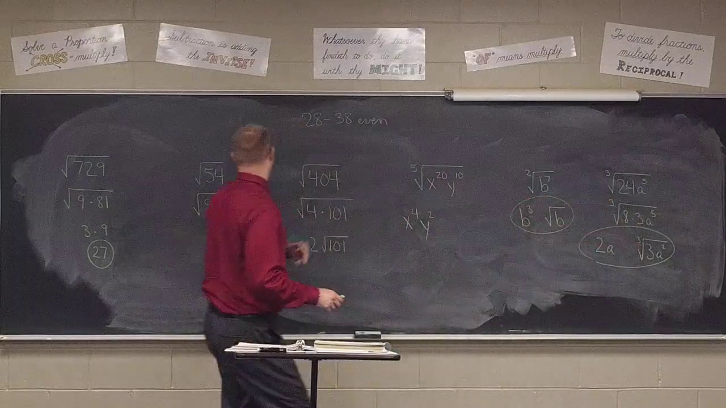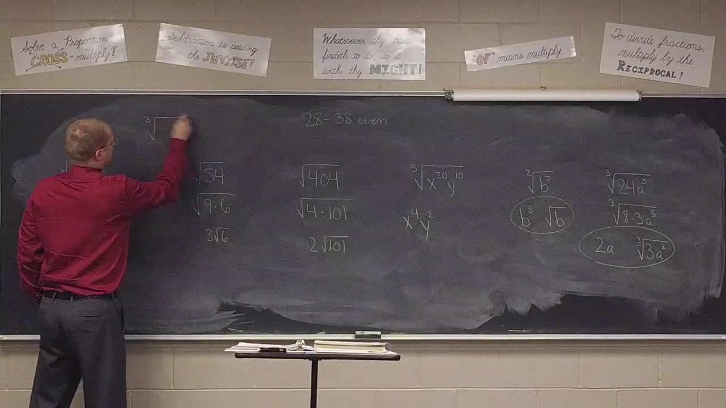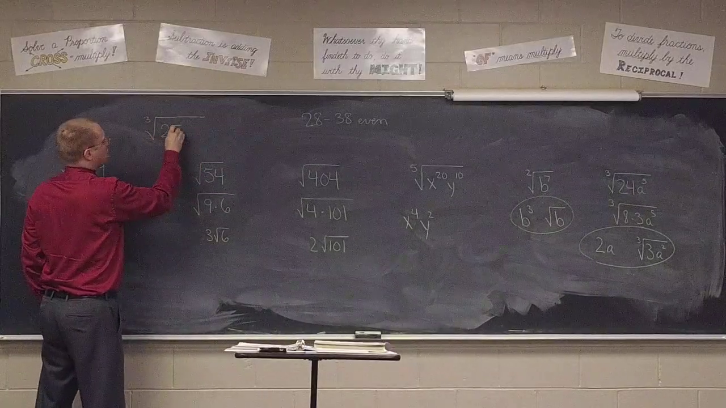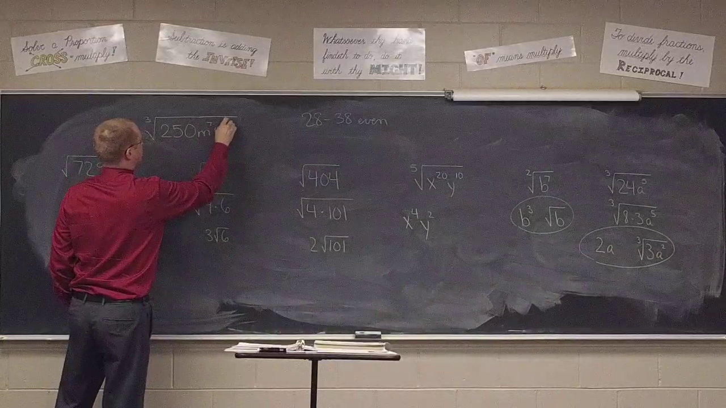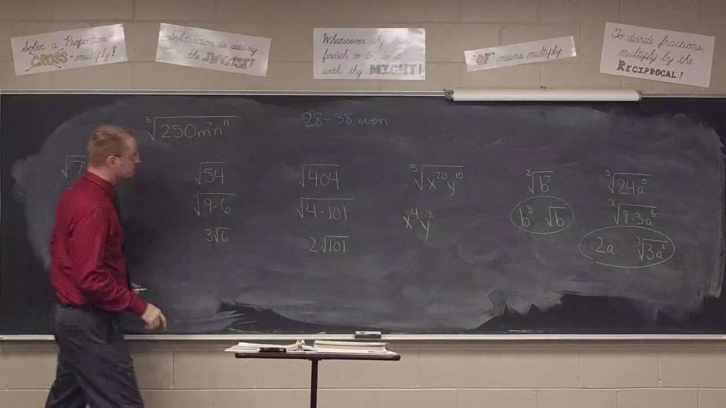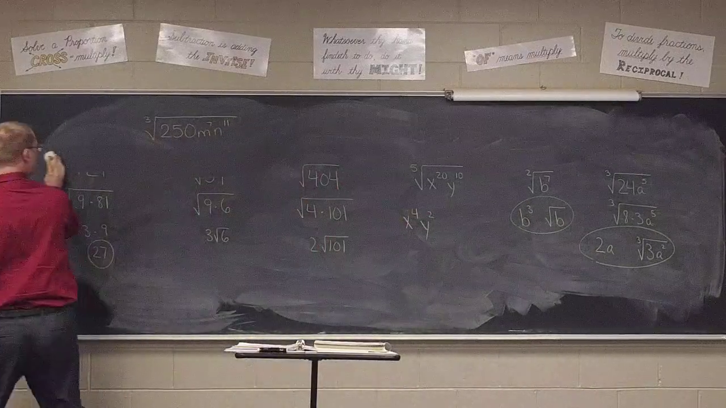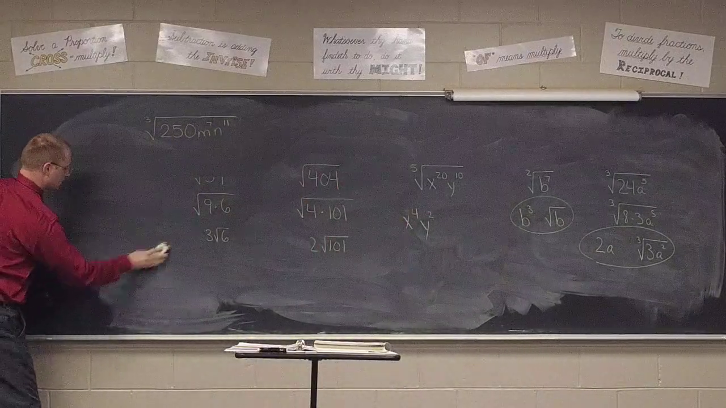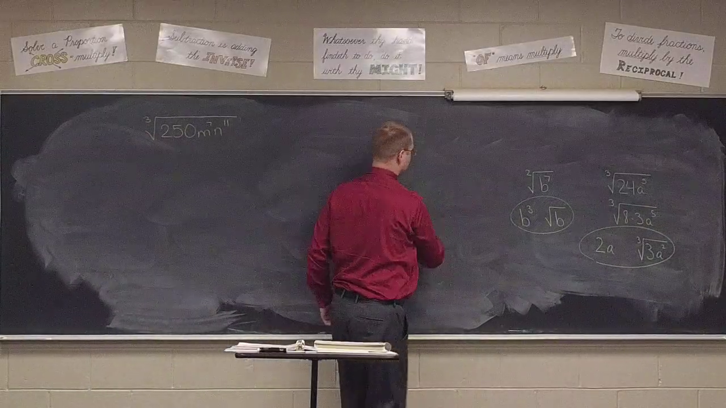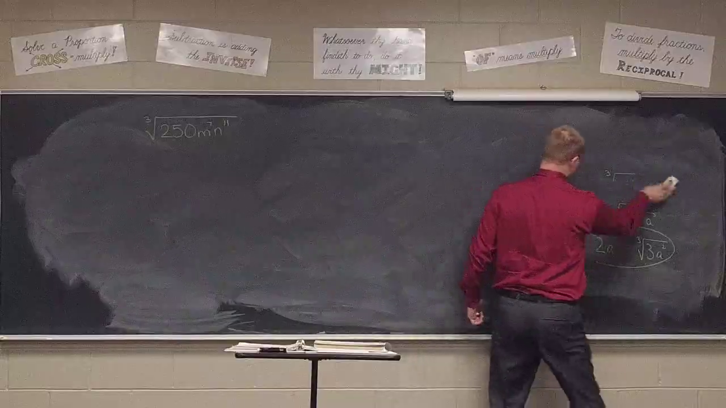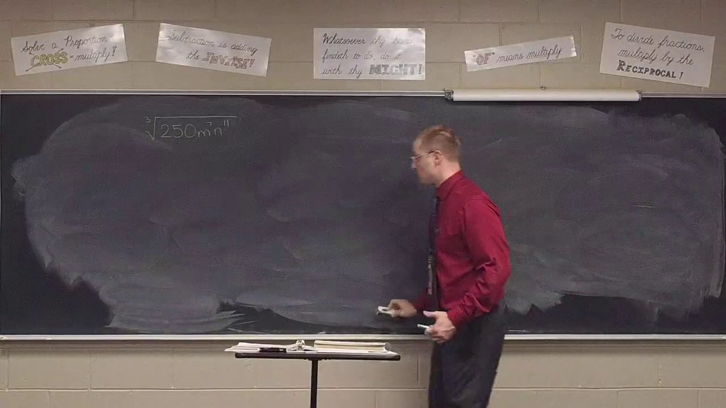Let me give you one more real quick then. Let's do the cube root of 250 m to the 7th n to the 11th. And making a list of cubes may be helpful, as I've referenced before.